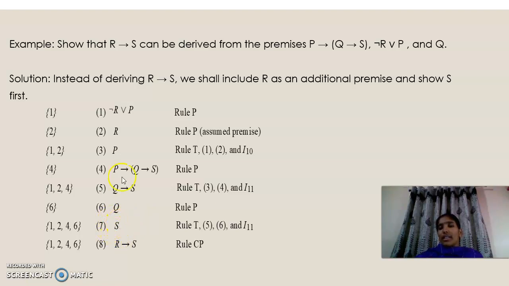How did S come? Here you have to take R as the additional premise, and only then can you get S. That's why finally you have to write down R conditional S. By using rule CP, you write down R conditional S. That is the rule CP, conditional proof. You conditionally apply any logic, and only then can you get the valid conclusion. Then it is rule CP, conditional proof.